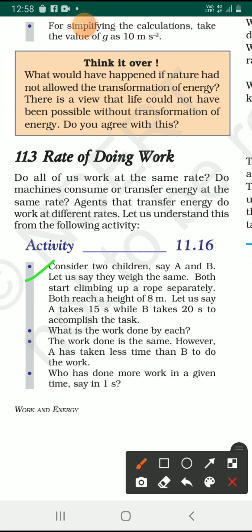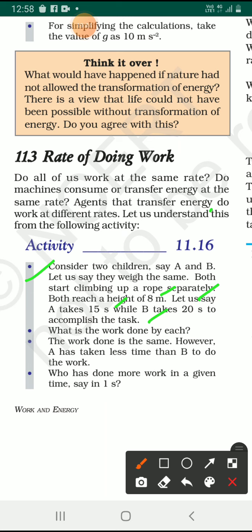Let's see that. First, what is given: consider two children, say A and B, with the same weight. Both start climbing up a rope separately. Both reach a height of 8 meters. Let's say A takes 15 seconds and B takes 20 seconds to accomplish the task. For example, two boys A and B are asked to climb a rope: A can climb 8 meters in 15 seconds, B will climb the same 8 meters in 20 seconds.